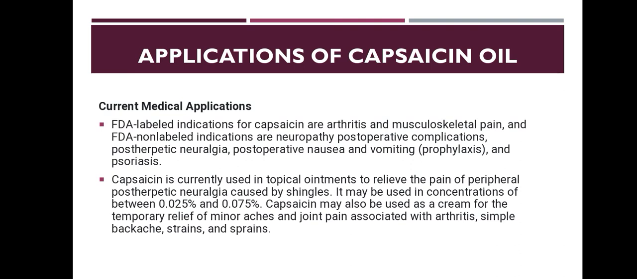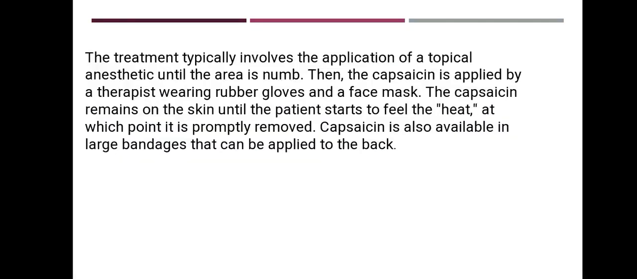Capsaicin may also be used as a cream for the temporary relief of minor aches and joint pain associated with arthritis, simple backaches, strains, and sprains. The treatment typically involves the application of a topical anesthetic until the area is numb. Then the capsaicin is applied by a therapist wearing rubber gloves and a face mask. The capsaicin remains on the skin until the patient. Capsaicin is also available in large bandages that can be applied to the back.